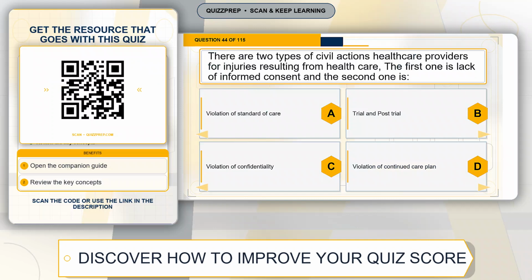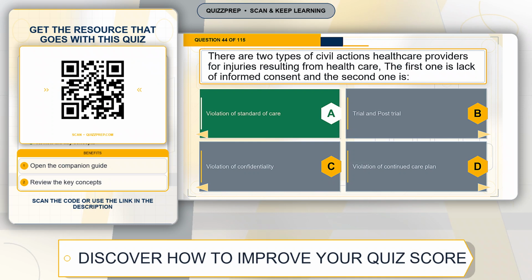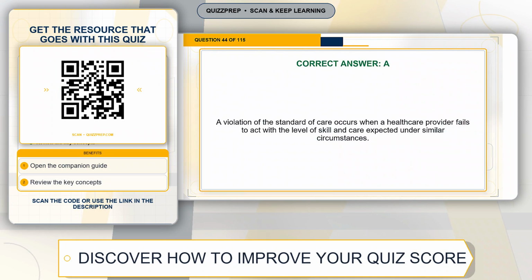Question 44. There are two types of civil actions against healthcare providers for injuries resulting from healthcare. The first one is lack of informed consent and the second one is: Option A, violation of standard of care. Option B, trial and post-trial. Option C, violation of confidentiality. Option D, violation of continued care plan. The correct answer is option A, violation of standard of care. Explanation. A violation of the standard of care occurs when a healthcare provider fails to act with the level of skill and care expected under similar circumstances.